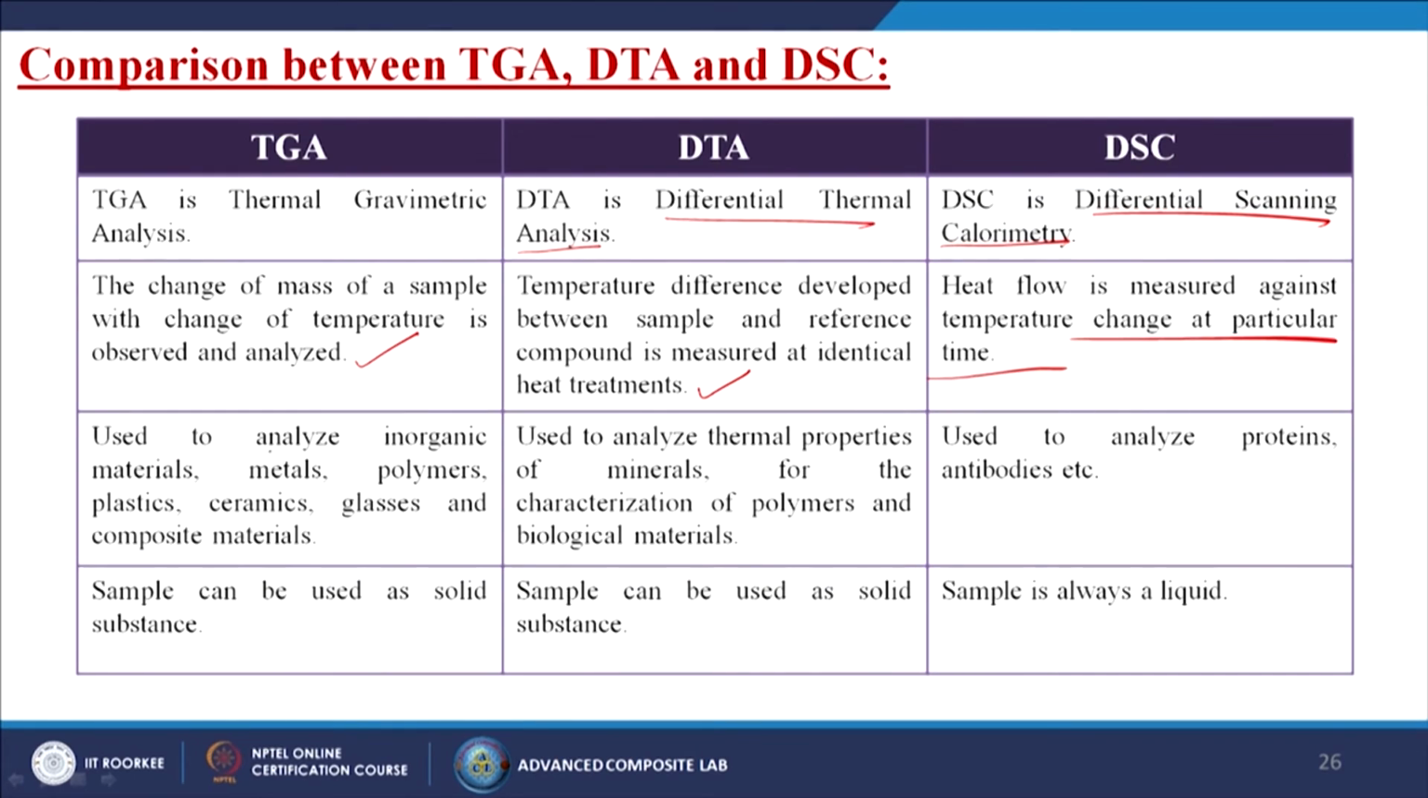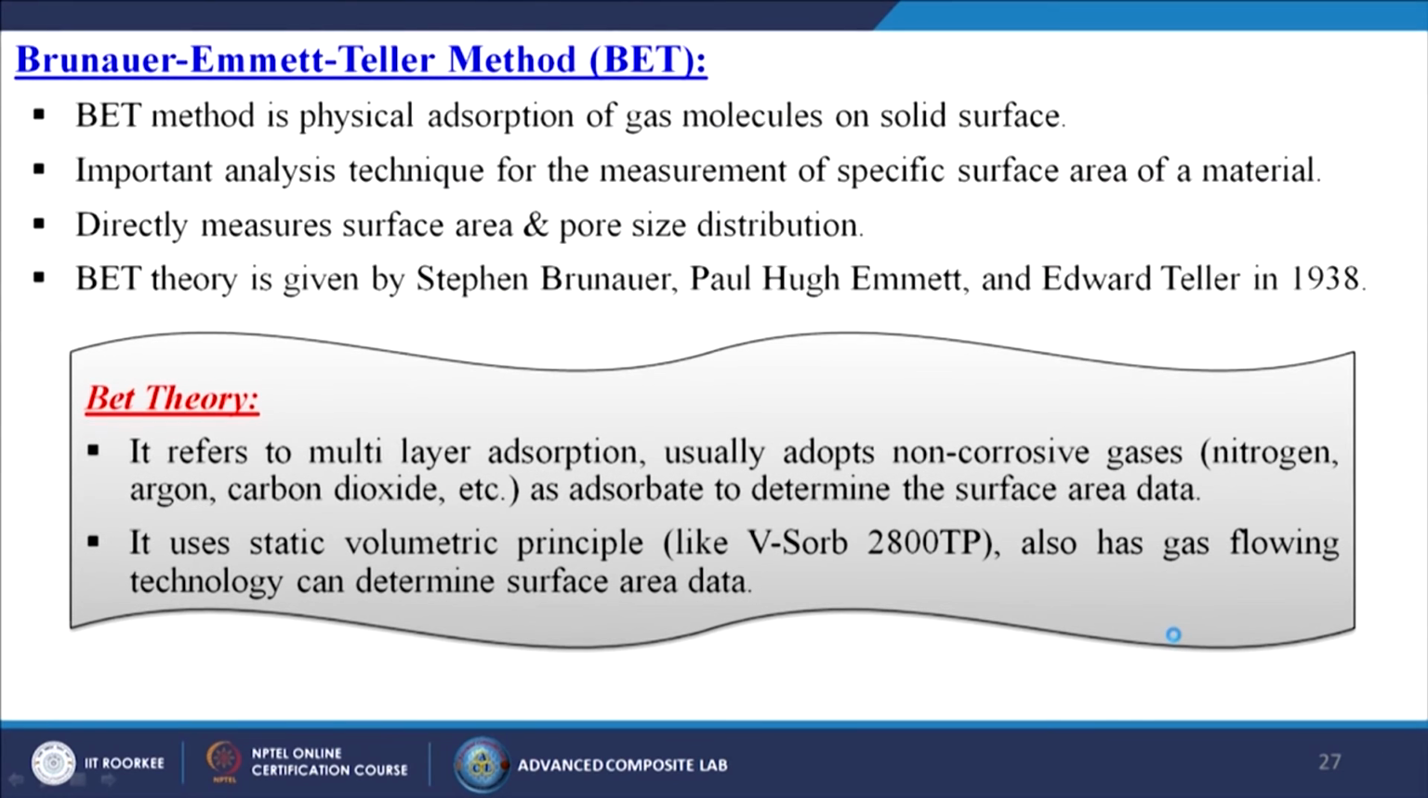TGA is used to analyze inorganic materials, metals, polymers, plastics, ceramics, glasses and composite materials. DTA is used to analyze thermal properties of minerals, for the characterization of polymers and biological materials. DSC is used to analyze proteins or maybe antibodies. For TGA, the sample can be a solid substance; for DTA, the sample can be a solid substance; for DSC, the sample is always a liquid. Next one is called the Brunauer-Emmett-Teller method, or the BET.